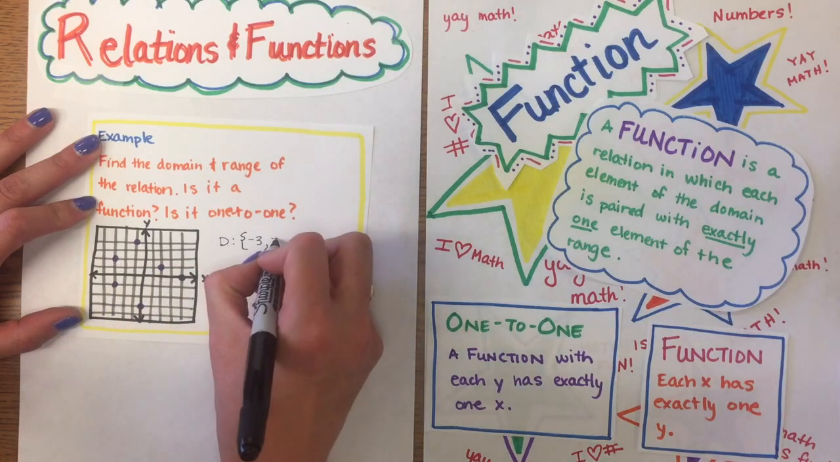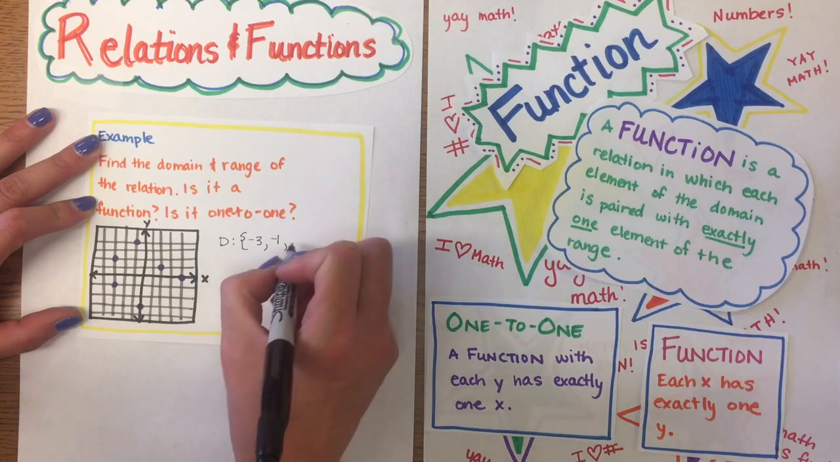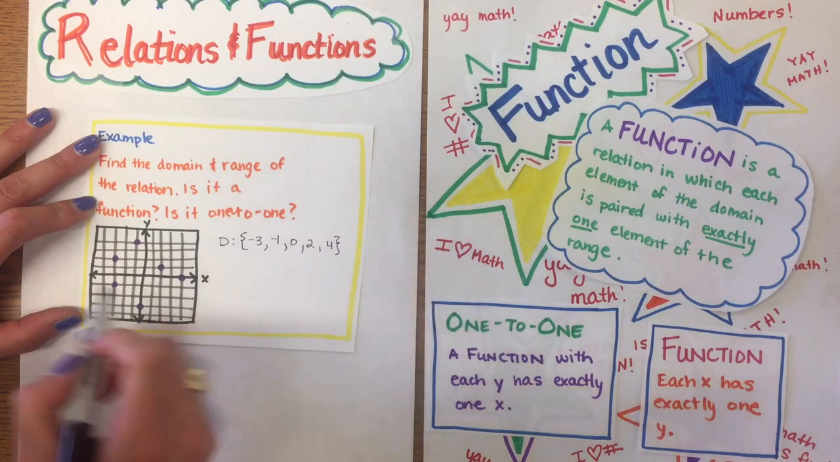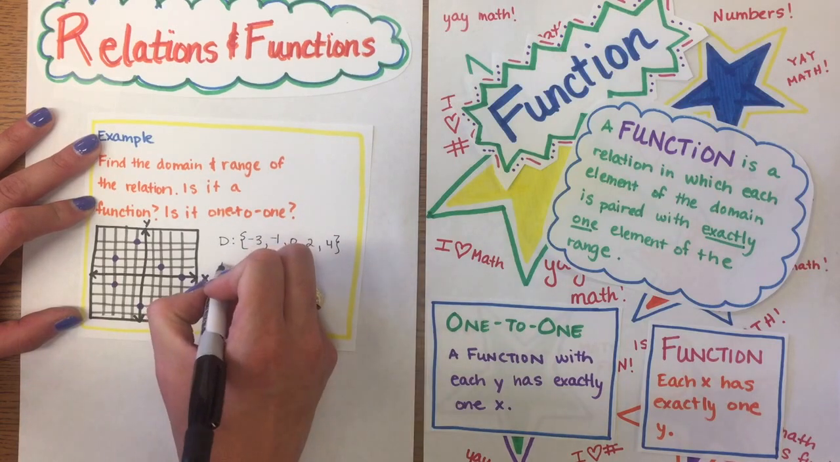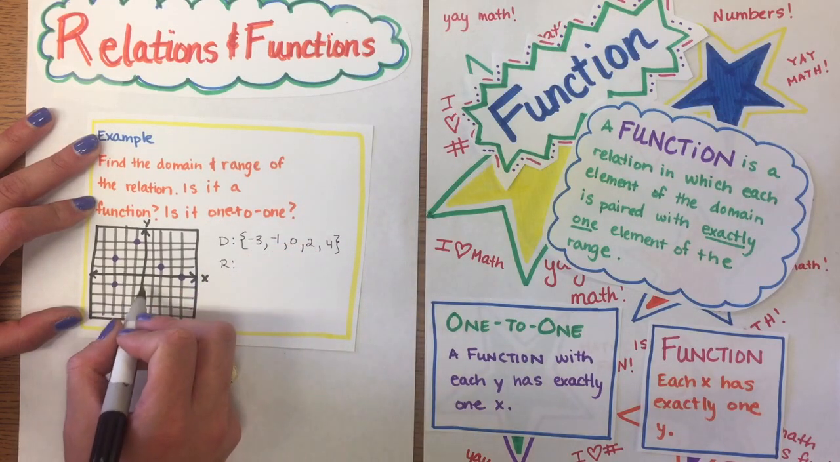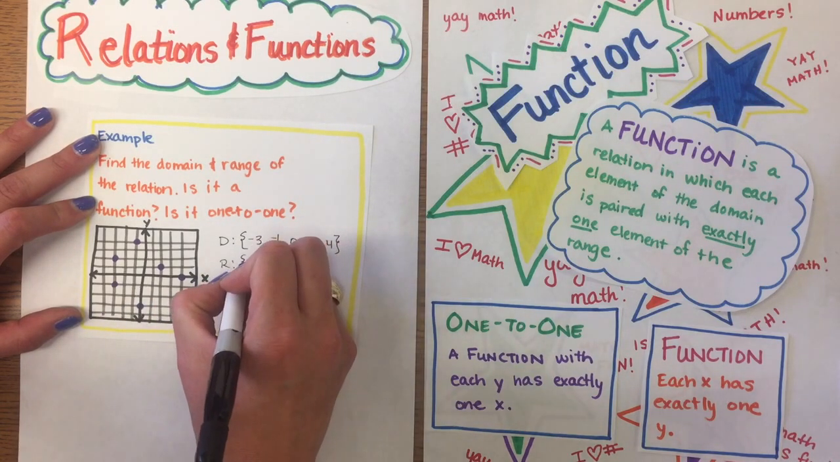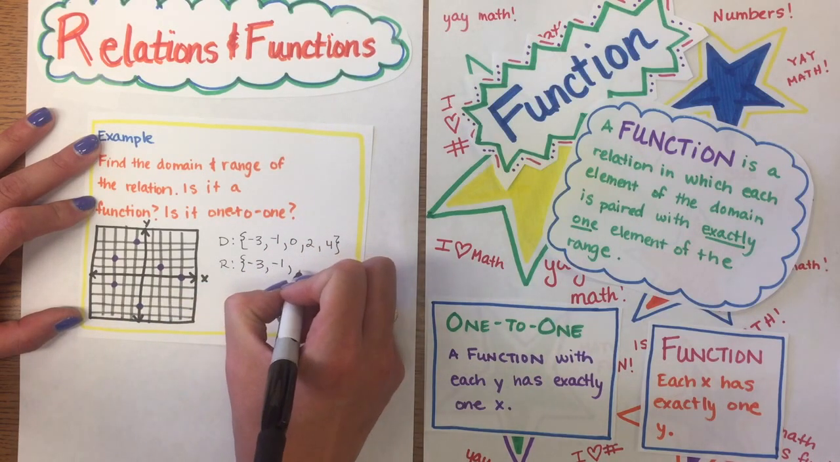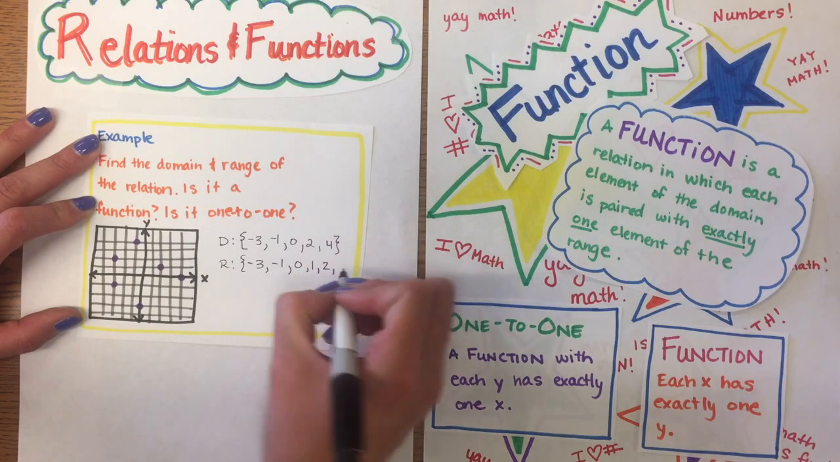This is -1, 0, 2, and 4, if I pick those off of my graph. And for the range, my range is -3, -1, 0, 1, 2, and 4.